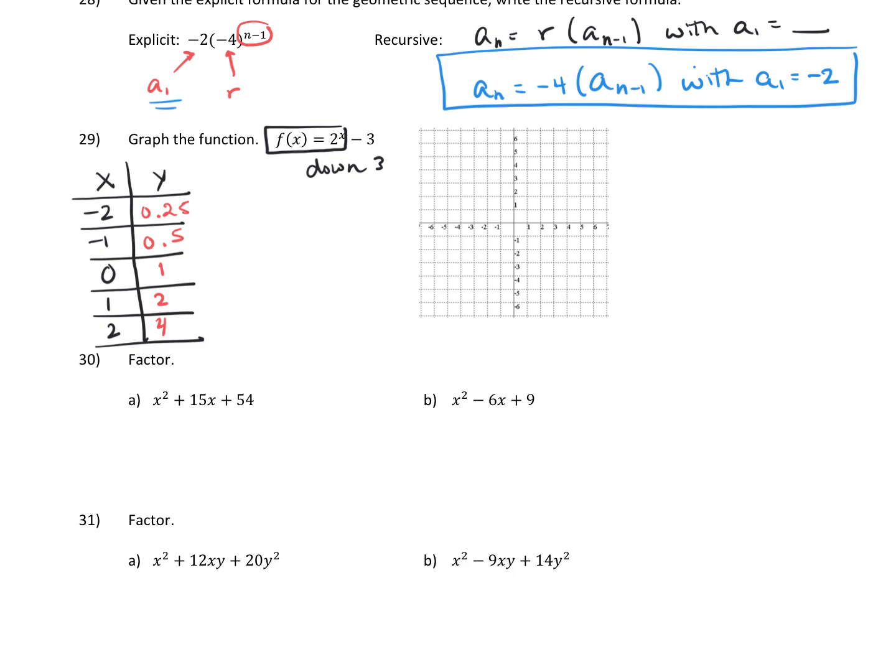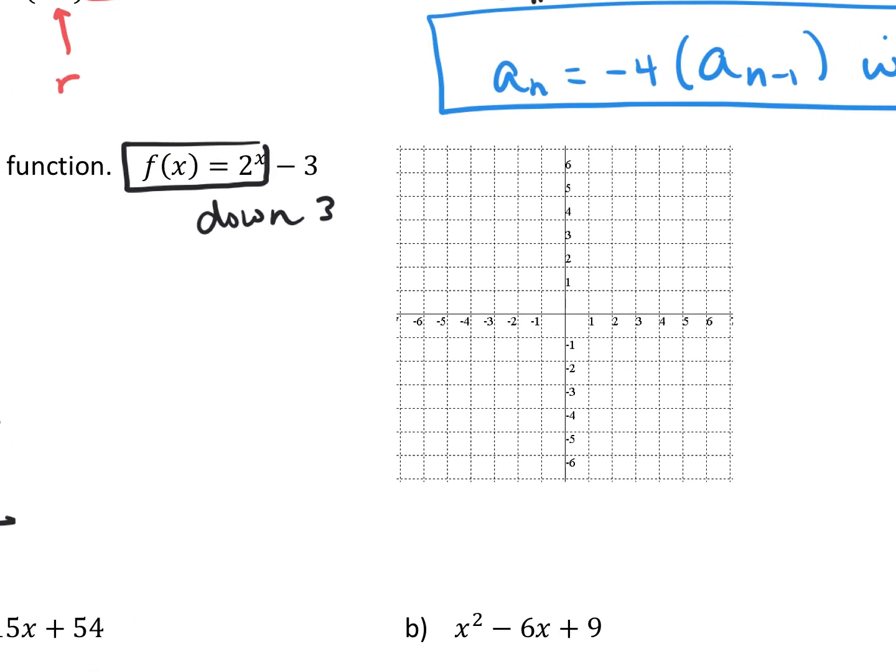All right, so I'm going to zoom in here a little bit to plot these points. That first one was 0.25, so kind of small right there. Then we have -1, 1/2, 0.5, 0, 1, 1, 2, and then 2, 4.